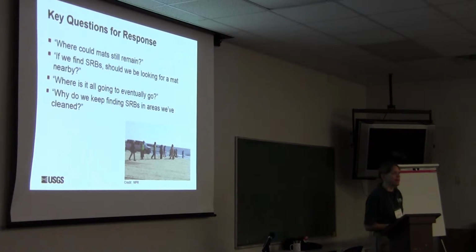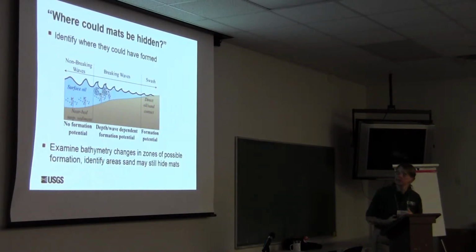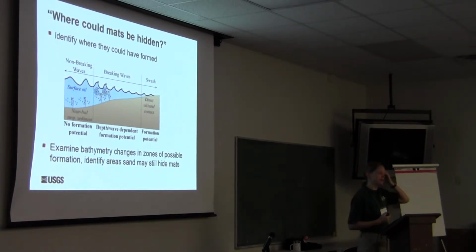So the key questions that they had for us: where could mats still remain? If we find SRBs, does that mean there's a mat right there that we should go out and be looking for? Where is it all eventually going to go? And a big one: why do we keep finding these things in areas that we've already cleaned? Obviously, that's very frustrating. So, the question of where could mats be hidden, and you heard a little bit about the buried oil project. This was an attempt to identify where mats could still remain. The two pieces to that are, where could they have formed in the first place? If you want to know where they still remain, you need to know where they started.